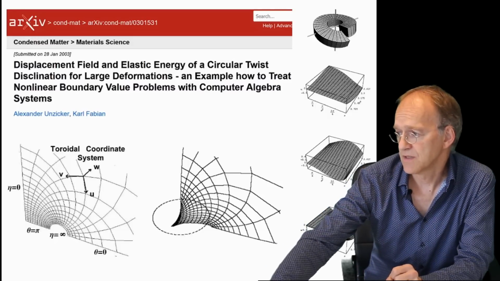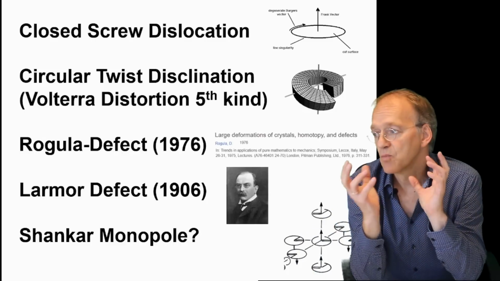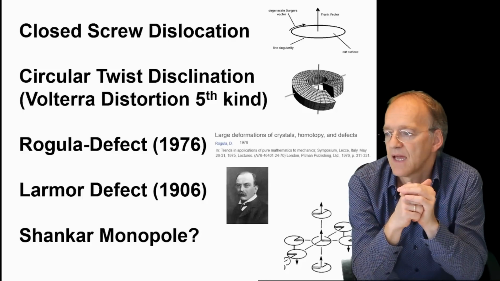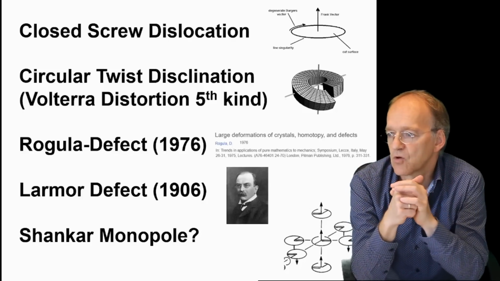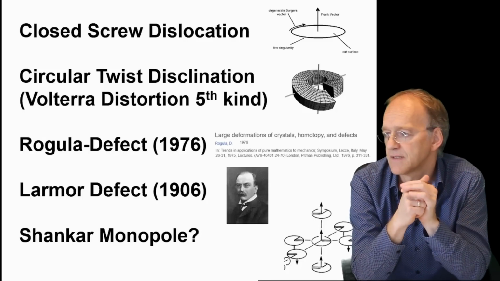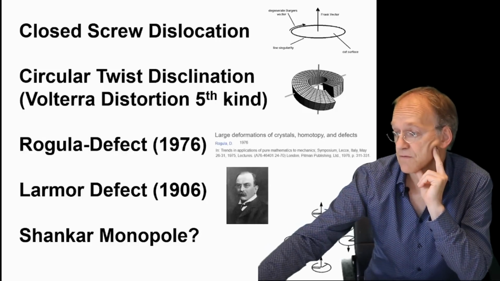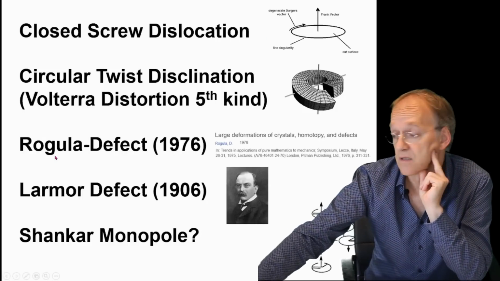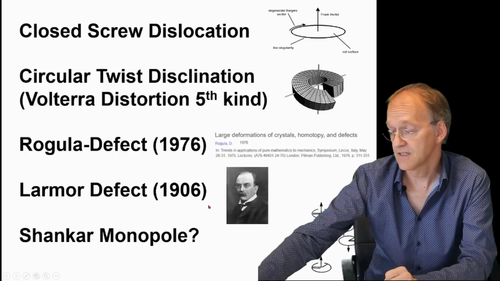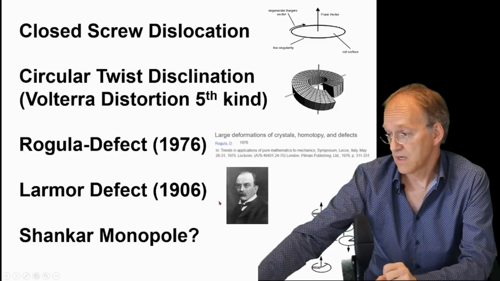So I want to show you some different names to summarize. The idea is to build a closed screw dislocation, which is not possible in a technical sense, and you can call also that a circular twist disclination. Disclination is something else if you consider defects in crystals, or Volterra distortion of the 5th kind. I also want to give credit to this Polish physicist Dominik Rogula. He also described this defect in 1976, and of course Joseph Larmor did that more than 100 years ago.